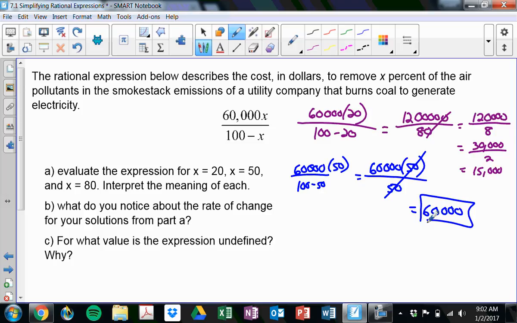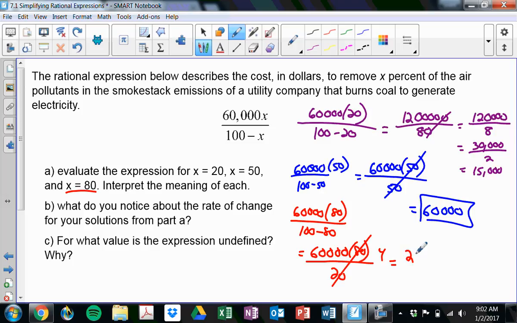Now we'll plug in 80. So 60,000 times 80 over 100 minus 80 will become 60,000 times 80 over 20, and these can cancel to give me a 4 on top. 80 over 20 is 4. 60,000 times 4 is 240,000. Those would be our three costs. To take out 20% is 15,000. To take out 50% is 60,000. To take out 80% is 240,000.